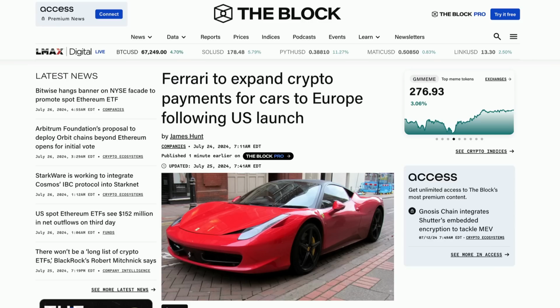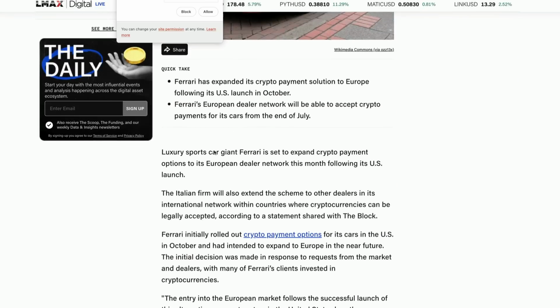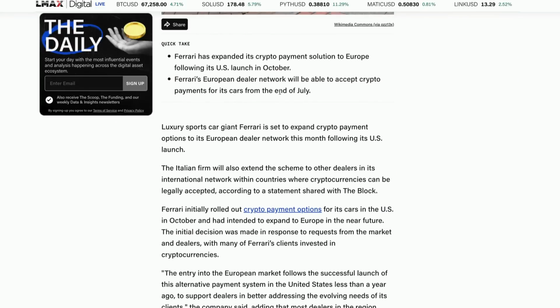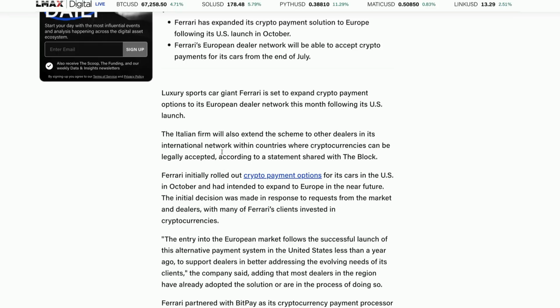Of course, you know, the crypto industry is getting far more accepted by even luxury brands like Ferrari. Ferrari is to expand crypto payments for cars in Europe following US launch. So just thought I'd bring this to your attention. It was on my desk yesterday and I couldn't really fit it in, but I thought it was interesting just to show how crypto payments are becoming more accepted generally.